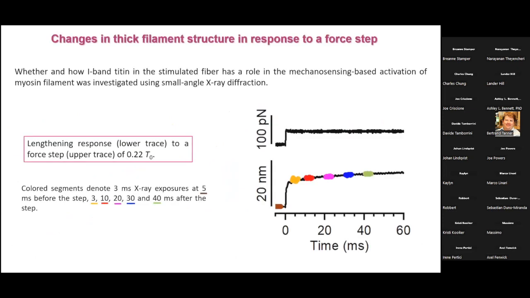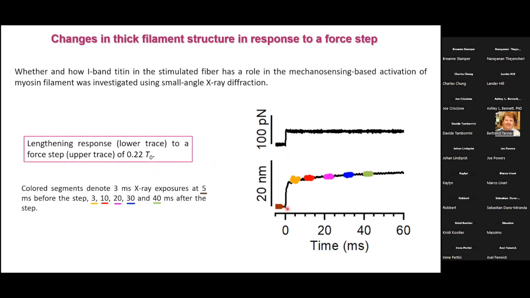At this point, we were very interested in this on state of titin as a mechanical link between the Z line and the myosin filament. And so whether and how this on state of titin has a role in the mechanosensing based activation of the myosin filament was investigated using small angle X-ray diffraction. Here we use a 3 millisecond X-ray exposure time window to record the structural change following a 50 piconewton per half-sarcomere step imposed on the stimulated fiber at 2.6 micrometer, always in the presence of para-nitroblebbistatin.